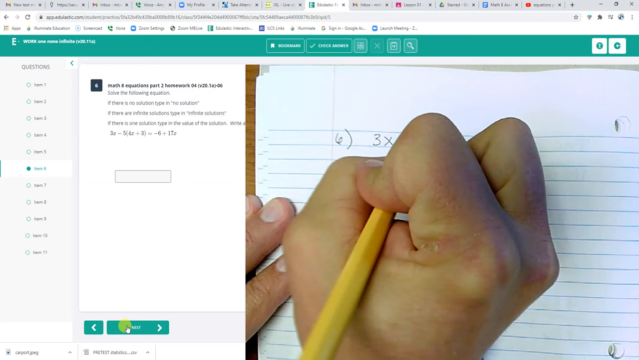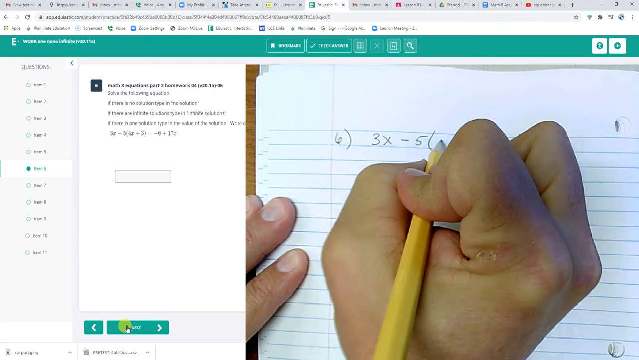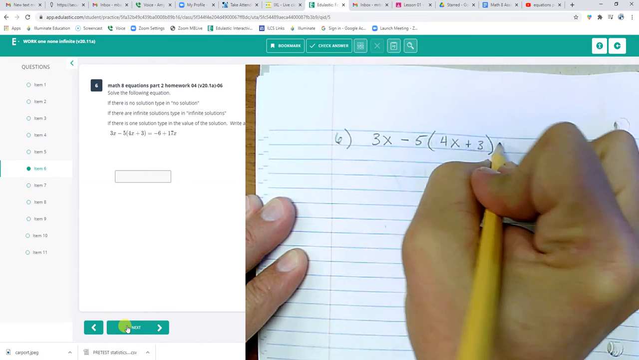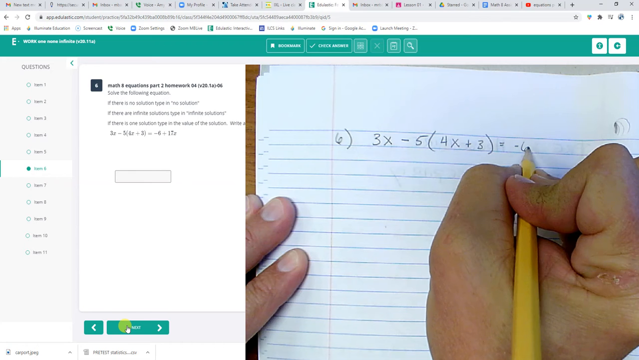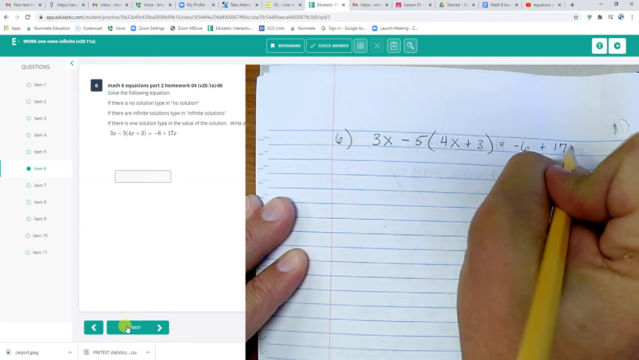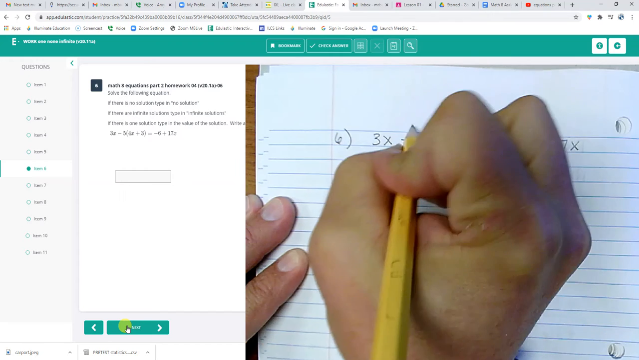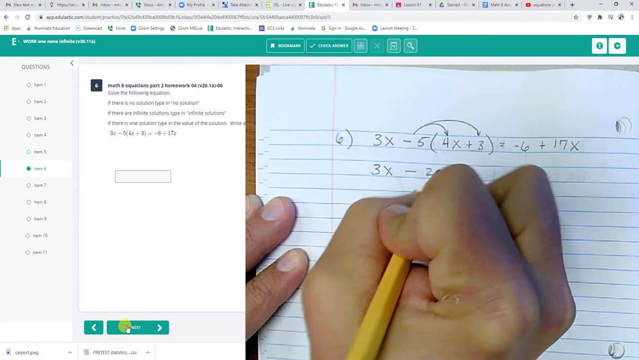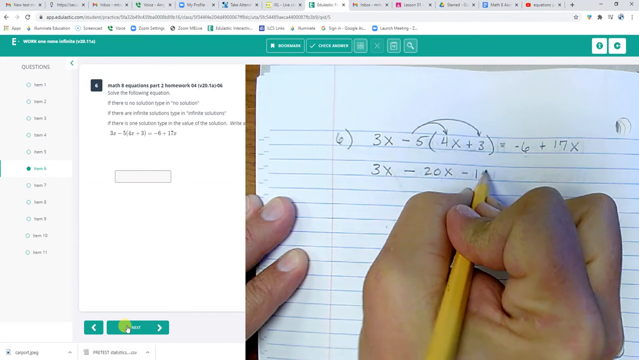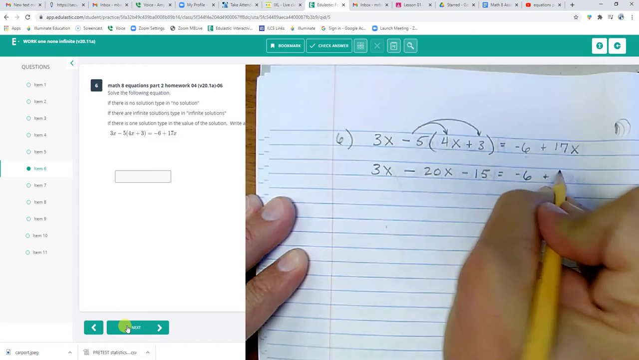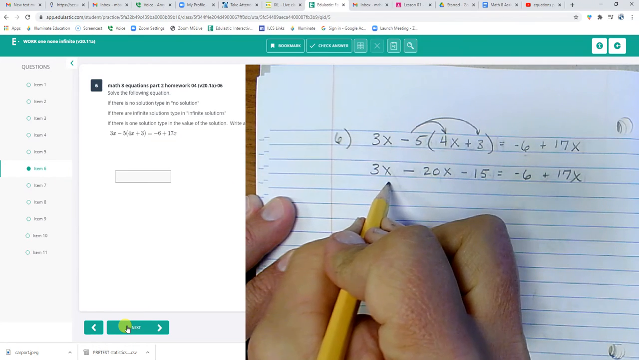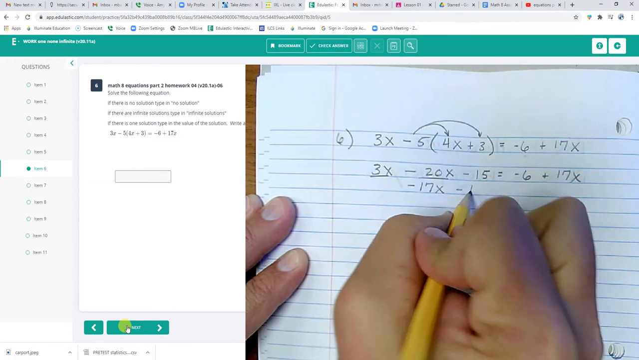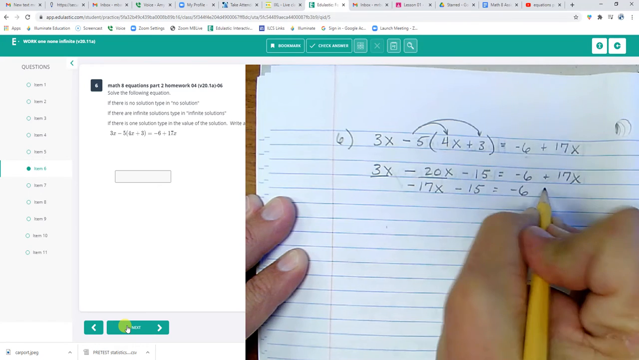3x minus 5(4x plus 3) equals negative 6 plus 17x. So 3x, distributing the negative 5, negative 20x minus 15 equals negative 6 plus 17x. 3x minus 20x is negative 17x minus 15 equals negative 6 plus 17x.